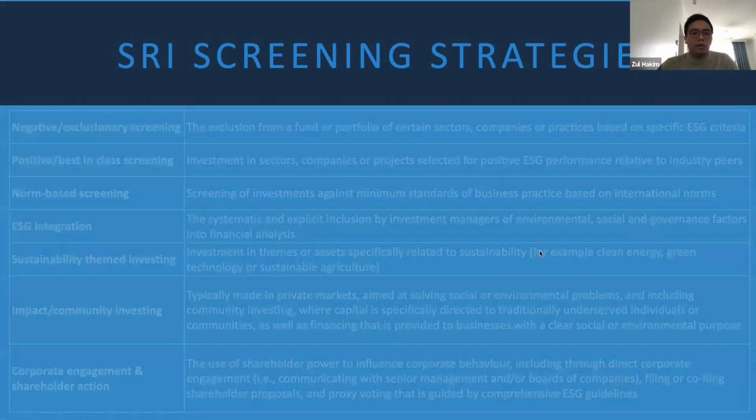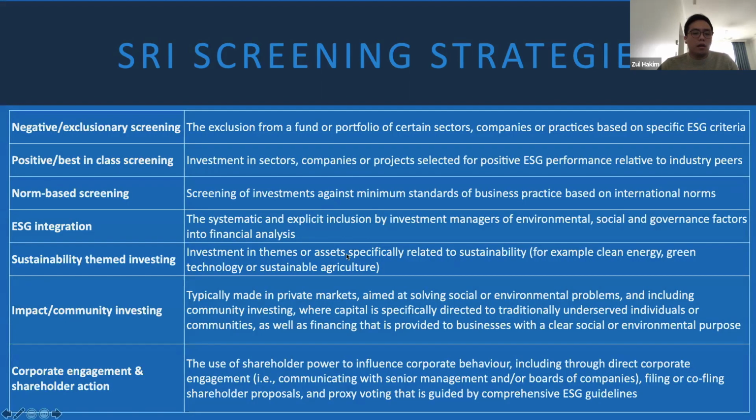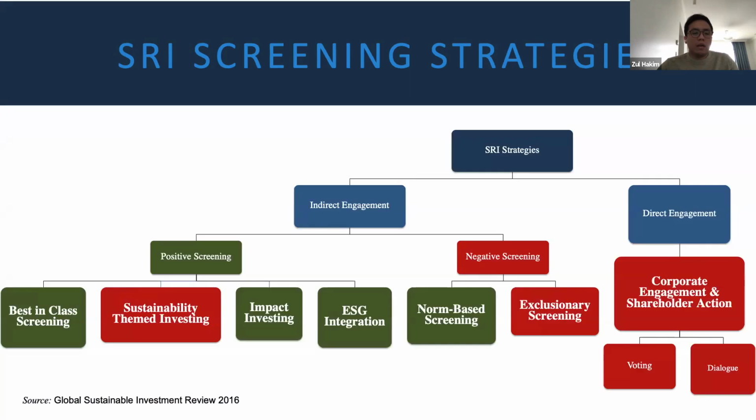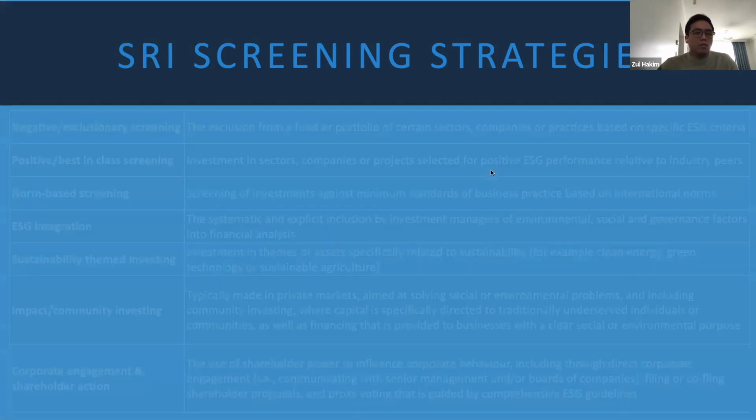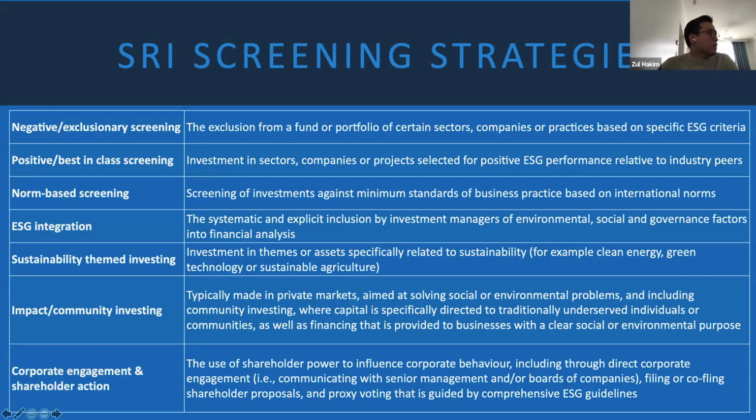This is just a brief definition of the different strategies that are used by the SRI index providers. So the most important and most practiced, if I can give you an example, are negative exclusionary screening and also ESG screening. So what is negative exclusionary screening? It is the exclusion from a fund or a portfolio of certain sectors. Similar to Sharia screening, whereby they screen out sectors, negative exclusionary screening also screens out certain sectors or companies that they don't want to be a part of the investment portfolio.